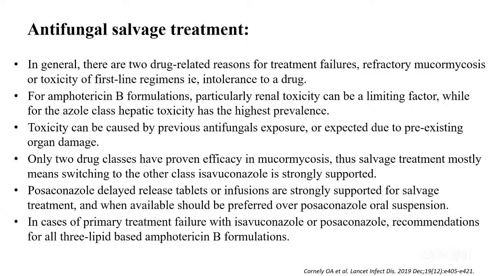Only 2 drug classes have proven efficacy in mucormycosis. The salvage treatment means mostly switching to the other class. Isavuconazole is strongly supported as a salvage therapy. Posaconazole delayed-release tablet or infusion is strongly supported for salvage treatment, and when available should be preferred over posaconazole oral suspension, which in turn is marginally supported for salvage therapy. In case of primary treatment failure with isavuconazole or posaconazole, all 3 lipid-based amphotericin B formulations are recommended.